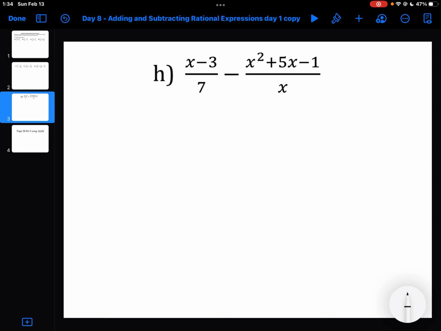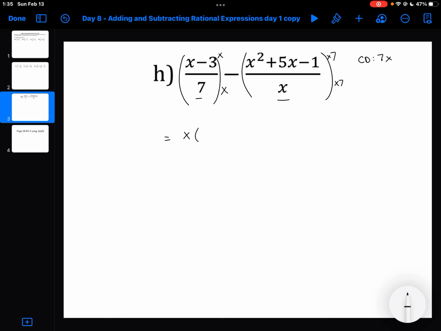Our last example here. Now we've got expressions on the top that are a little bit more complicated. So I'm still looking for a common denominator between 7 and x. So my common denominator I can see is just 7x. So I just multiply those two together. Also happens to be the lowest. So in order to change the denominator of my first fraction, I'm going to have to multiply top and bottom by x. In order to change the denominator of my second fraction, I'm going to have to multiply the top and the bottom by 7.